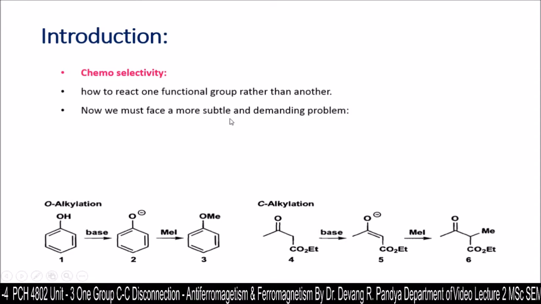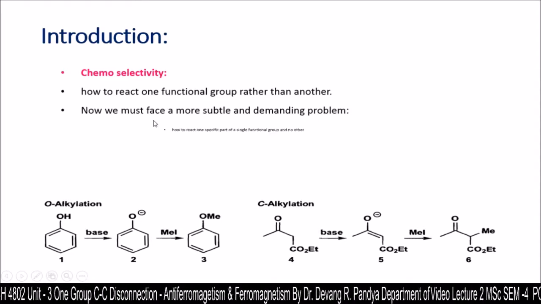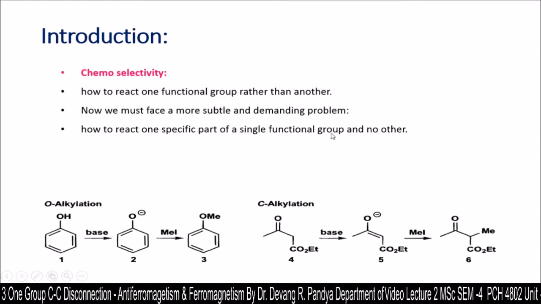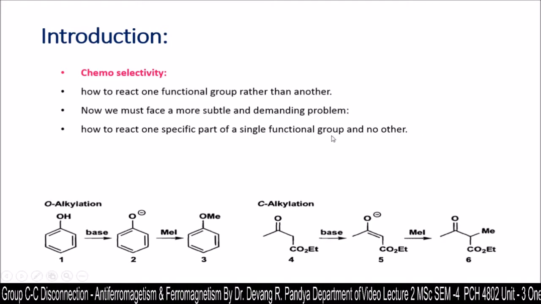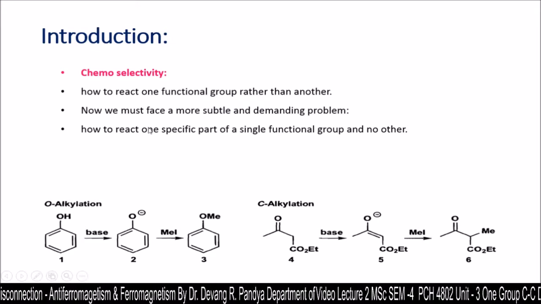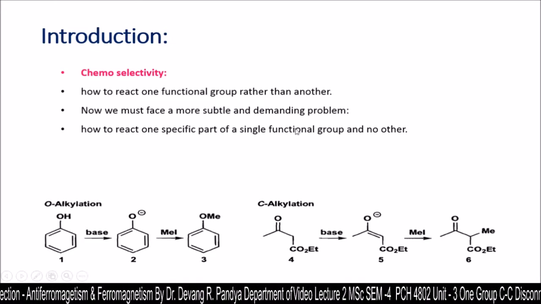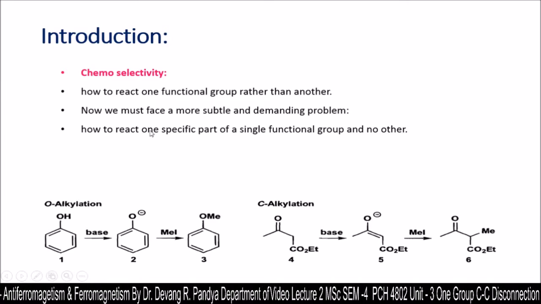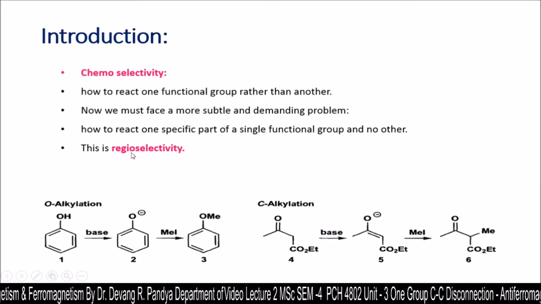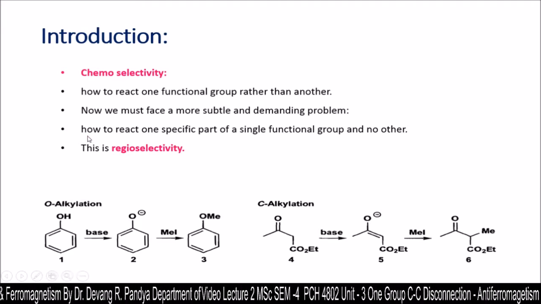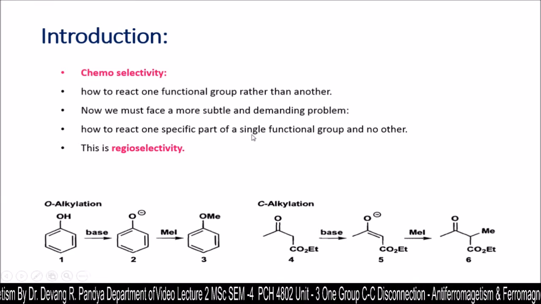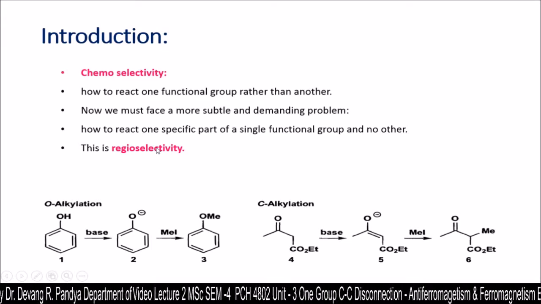Now we must face a more suitable and demanding problem, and that problem is how to react one specific part of a single functional group and no other. It means even in the functional group there are more than two elements. If we want to react with one specific part of that functional group, then instead of chemoselectivity we need to use regioselectivity. That means regioselectivity is the technique of how to react one specific part of a single functional group and no other.